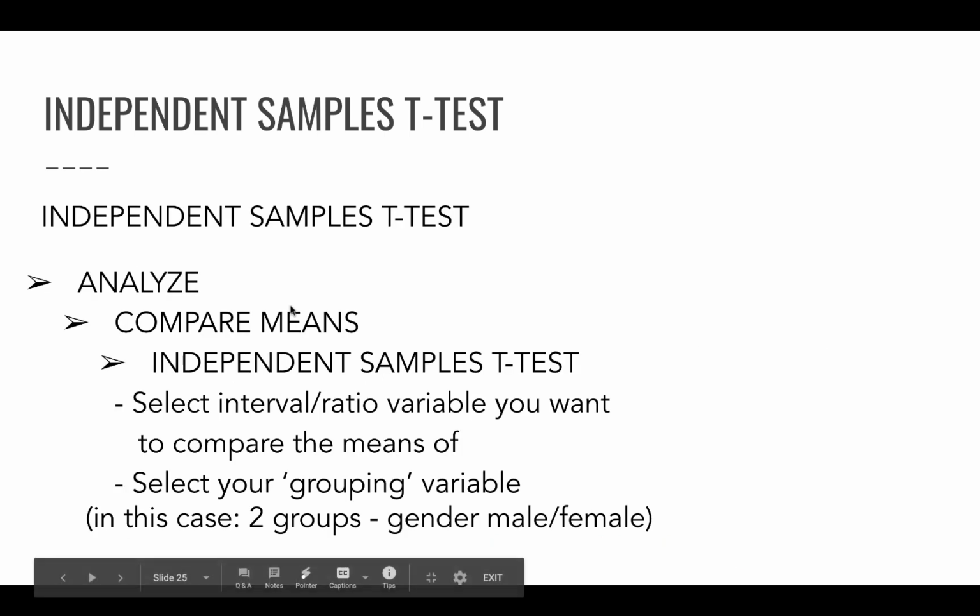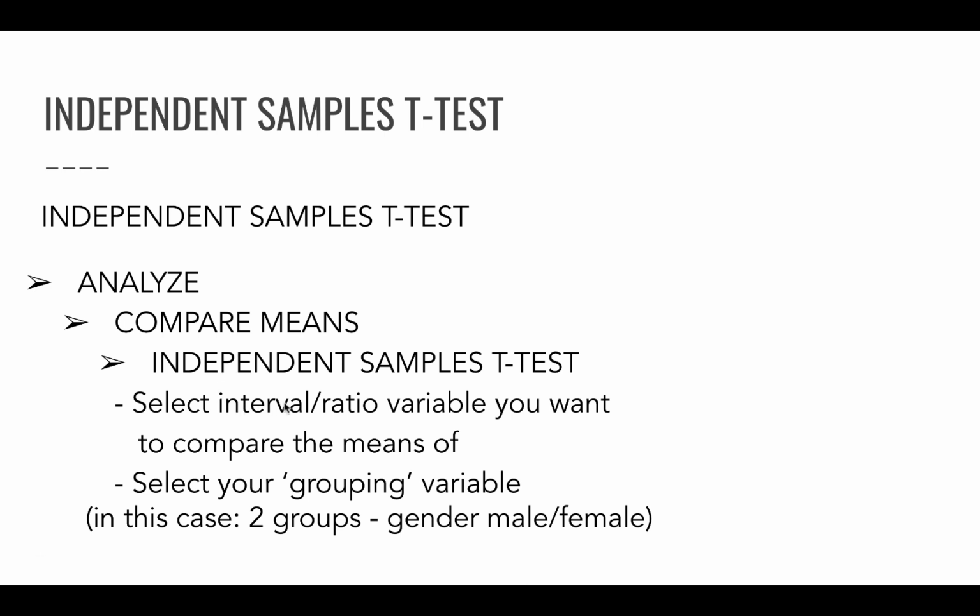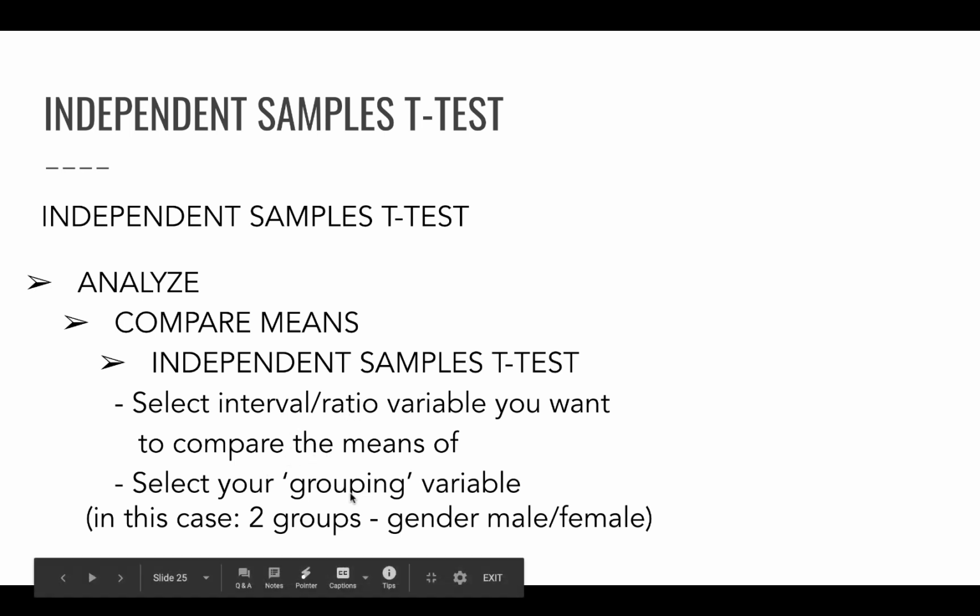So with screenshots, what you would do is click Analyze, Compare Means, and then Independent Samples t-test. You click in the interval or ratio scaled variable you want to compare the means of, and you select your grouping variable. Your grouping variable in this case would be gender, because you want to compare males and females. You have two subgroups.